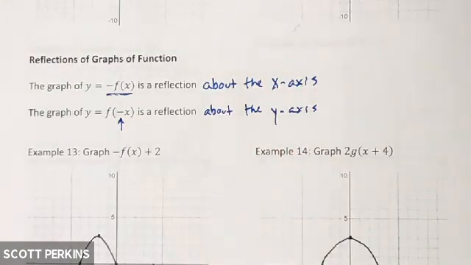All the positive x's become negative, all the negative x's become positive. They just flip sides of the graph.